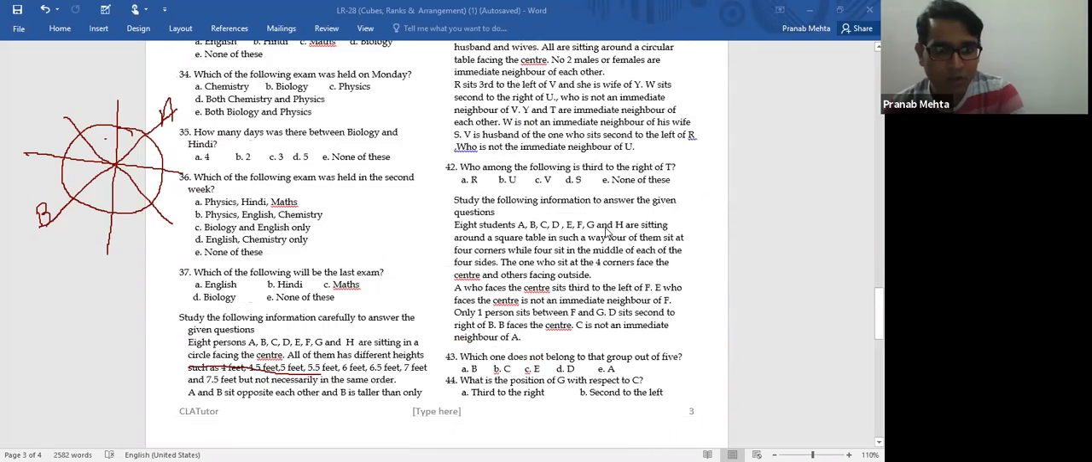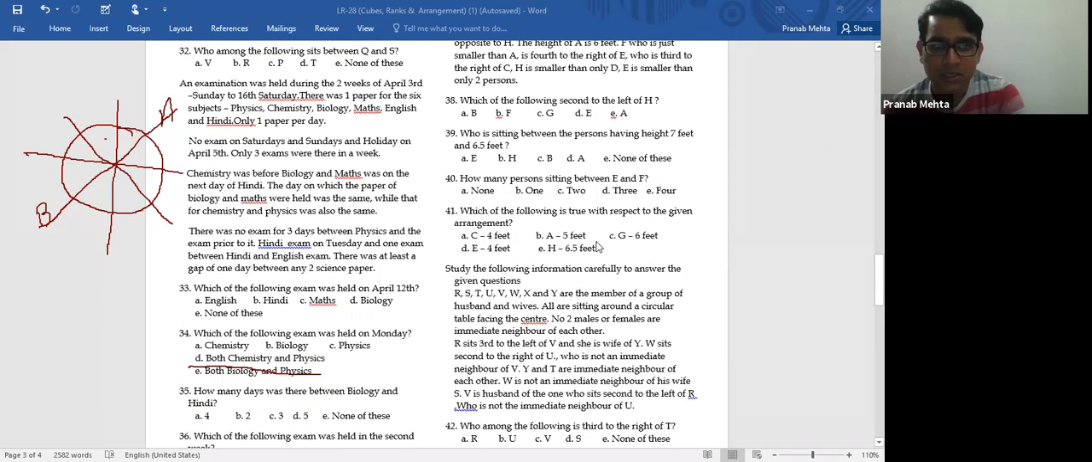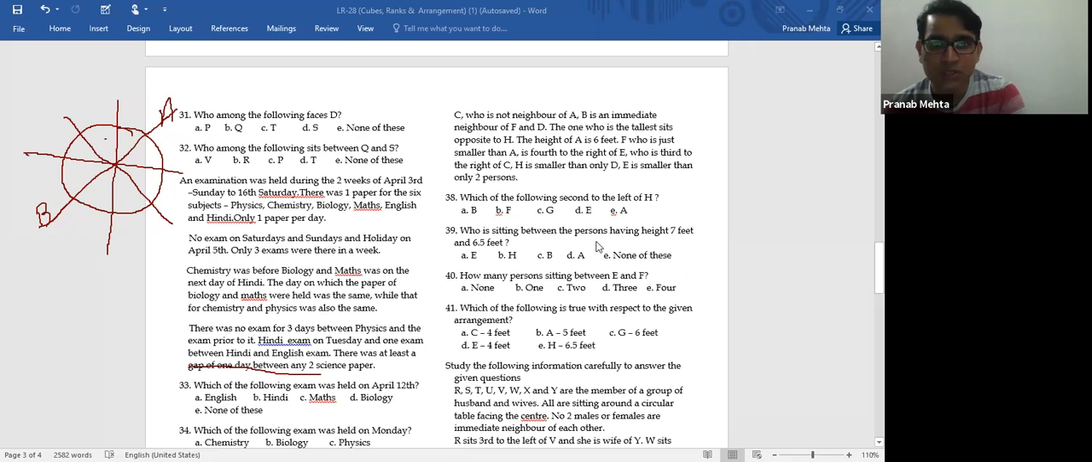First, A and B are sitting opposite to each other, and B is taller. B is taller than only C, who is a neighbor of A. So where should I put C?